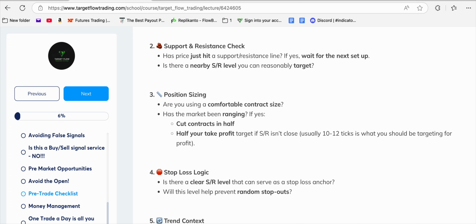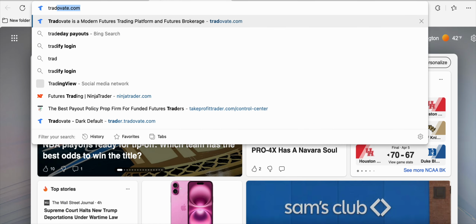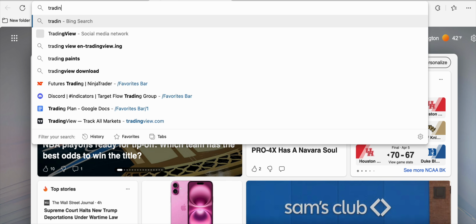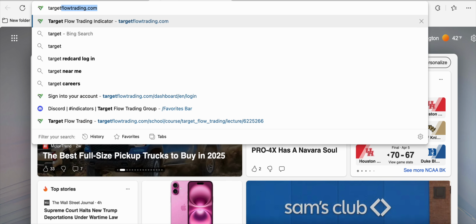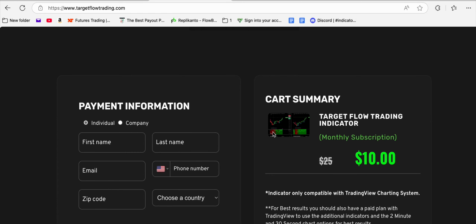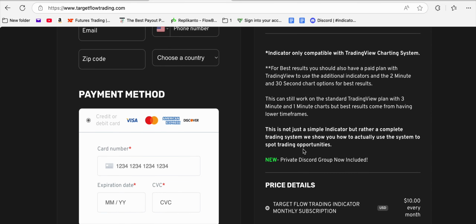So, the website itself, though. I'm sorry, not trading. Target Flow. There we go. All right, here is the layout of the website. You come in here, fill out your information. $10 per month, monthly subscription. You get access to those 4 indicators we're using. Pay your information. You can come read all this.